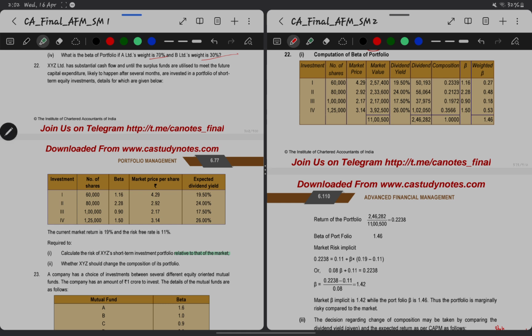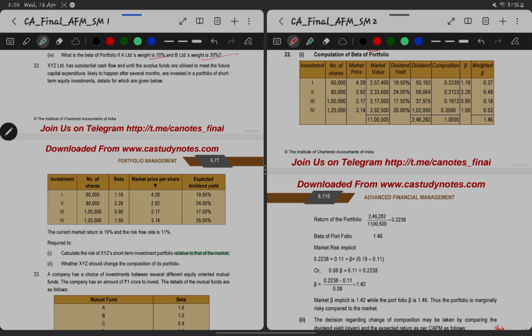Now we calculate the returns we are getting. We multiply the number of shares with the market price so that we get the market value of the shares. Then, on that market value, if we multiply with the expected dividend yield, we get how much dividend each investment is giving, which is nothing but the return the investment is giving us. So as we can see in the solution, the number of shares multiplied by the market price gives the market value, then multiplied by the dividend yield gives us the dividend.